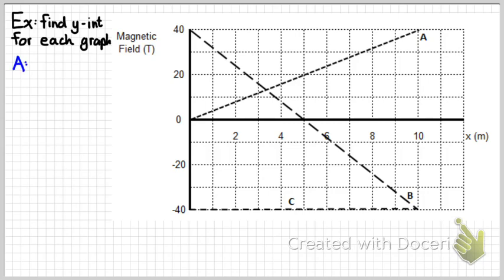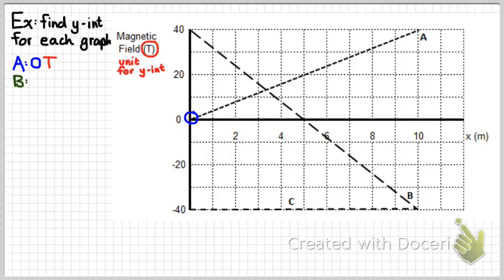So let's look at A first. Find the point where A crosses the y-axis, which is right there, and then find that y value. So the y value there is 0, so you simply write 0. The unit that you put behind there is the same as the unit for what is graphed on the y-axis, in this case a capital T. And so our y-intercept would be 0 T, or 0 Tesla.